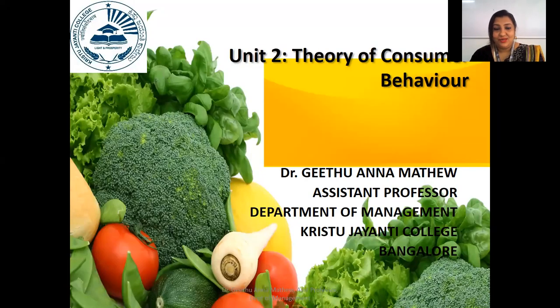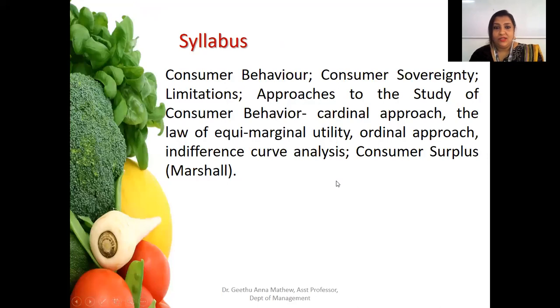Hi all. Unit 2 deals with theory of consumer behavior. So what is consumer behavior? This is the syllabus of Unit 2, consumer behavior: the definition of consumer behavior, what is consumer sovereignty and its limitations, the approaches to study of consumer behavior, the cardinal approach, the law of equimarginal utility, the ordinal approach and indifference curve analysis, and the consumer surplus concept.